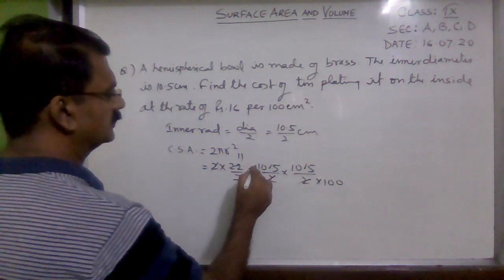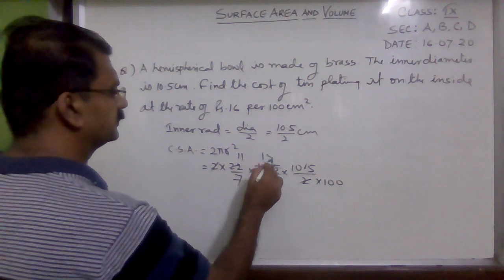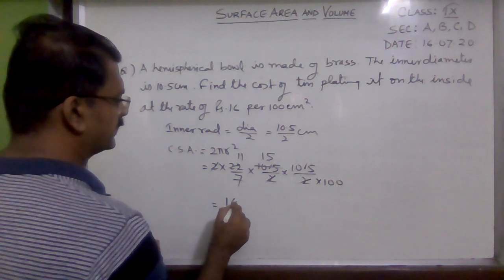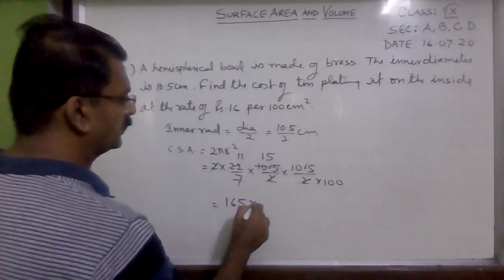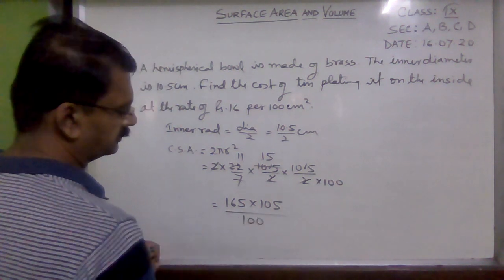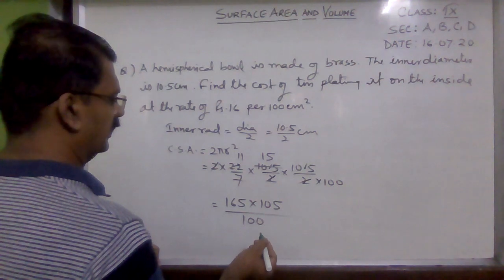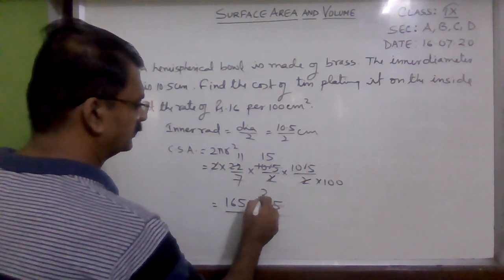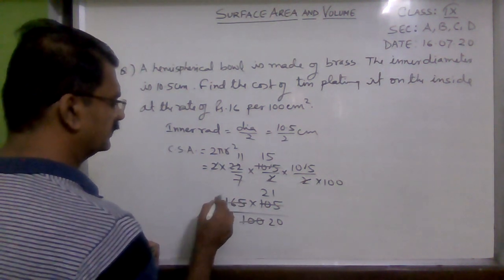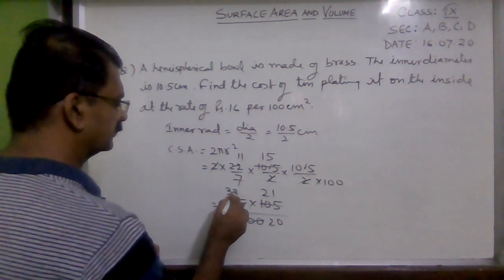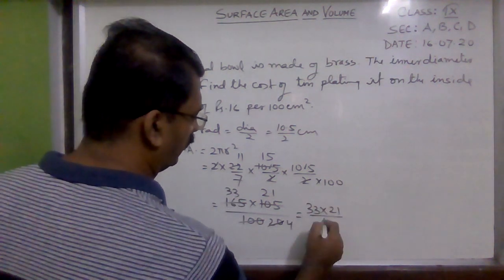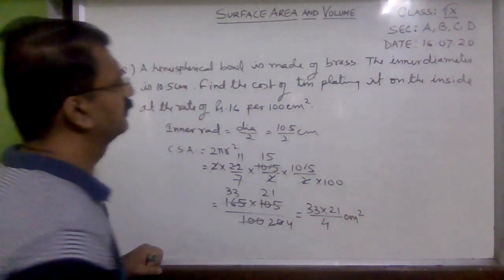Okay, now so it is 165 into 105 upon 100. We can cancel it by 5. Again we can cancel it by 5. So 33 into 21 upon 4 centimeters square.